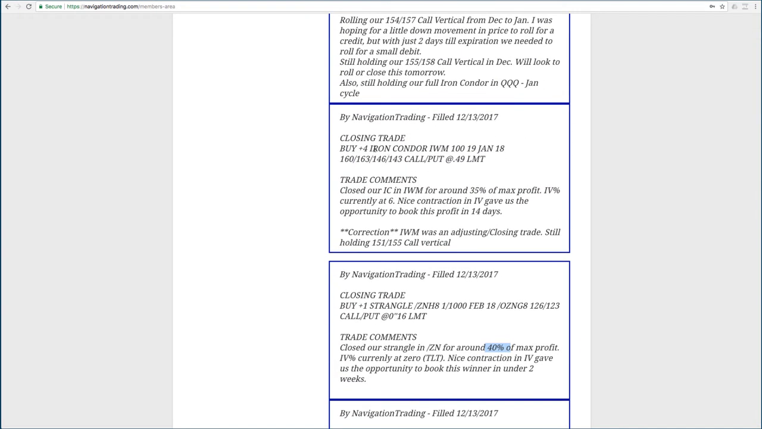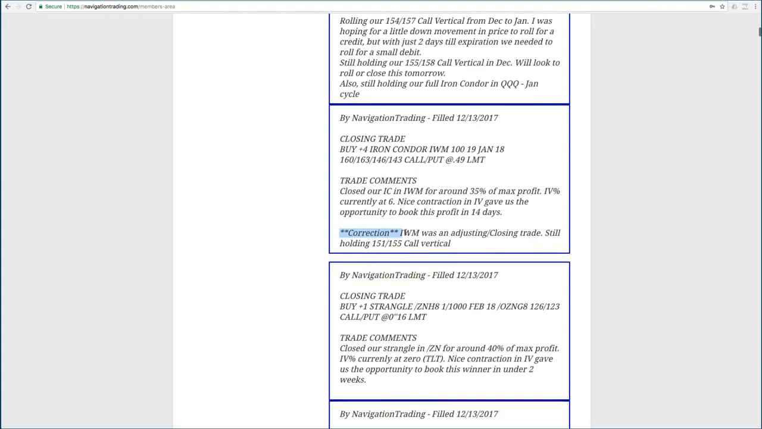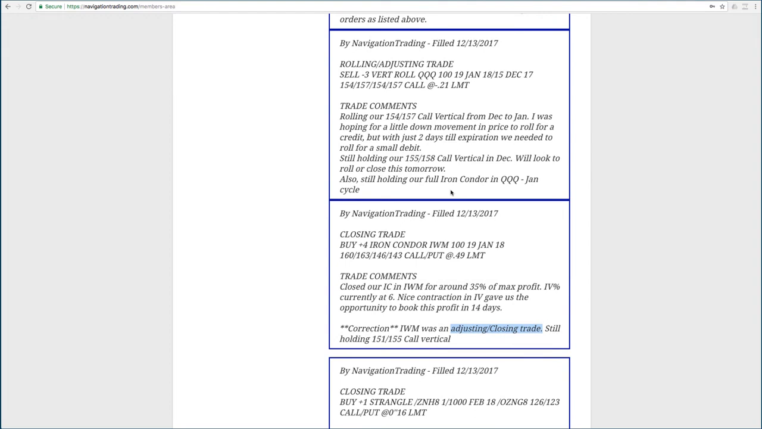Next trade was a closing trade in IWM. That's the one I mentioned before, where we closed out that iron condor for about 35% max profit on that piece. I originally sent this out as a closing trade and then immediately followed it up with a correction, because that should have been classified as an adjusting closing trade, because we still have that other piece of the trade on. So that trade is not completely closed out yet, but we'll continue to monitor it.